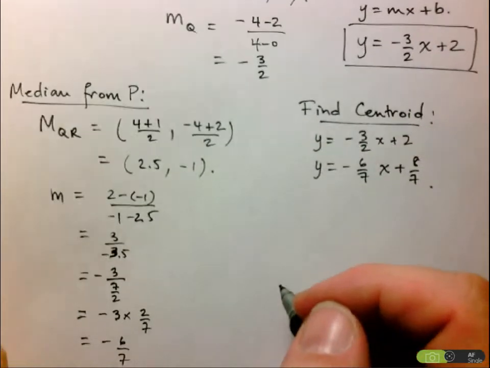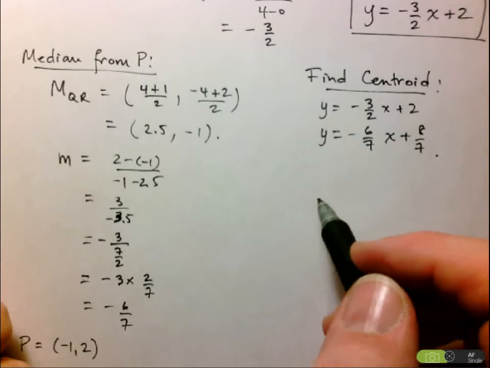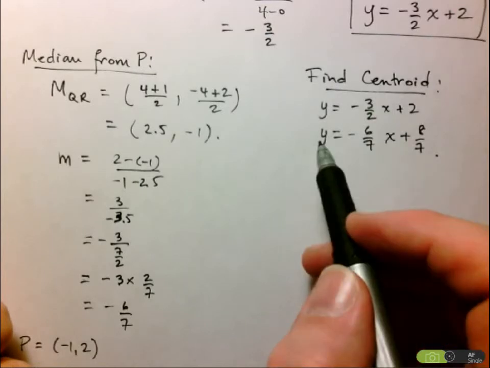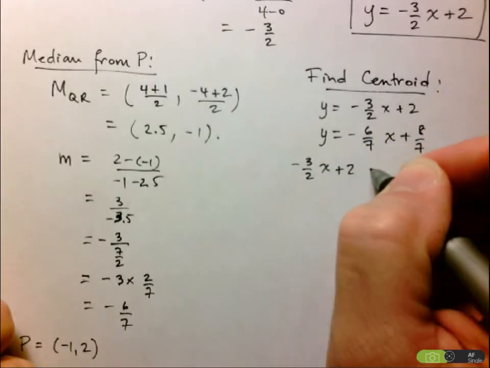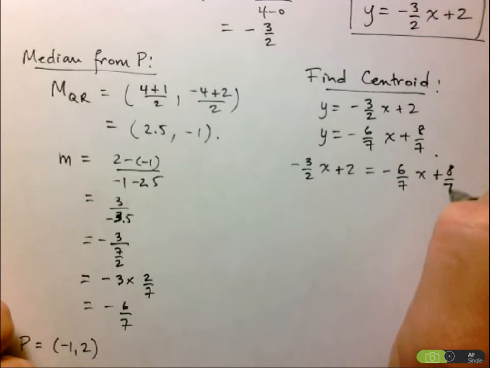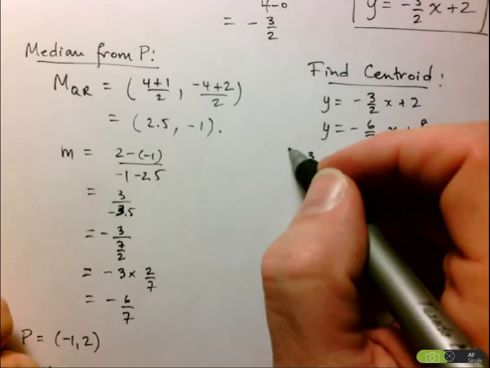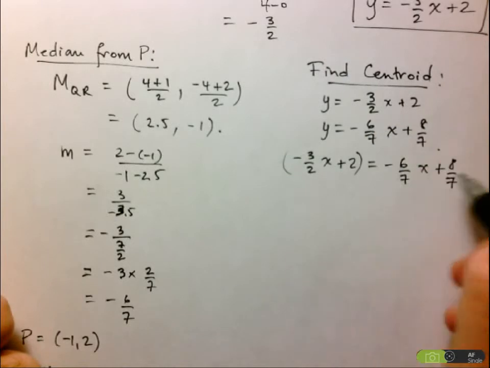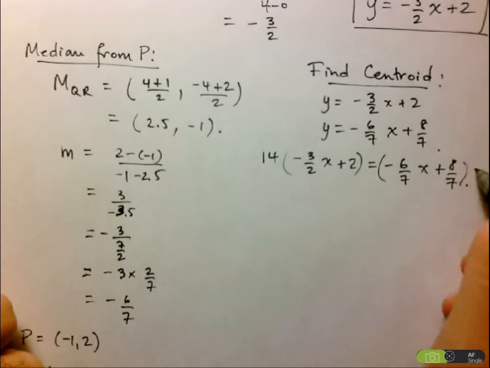Okay, since the y's are already isolated, I'll solve this by substitution. So I'll substitute this y by negative 3 over 2 x plus 2. That's equal to negative 6 over 7 x plus 8 over 7. And of course I'm going to clear out these denominators, so I'll multiply both sides by the lowest common denominator between 2 and 7, and that's 14.